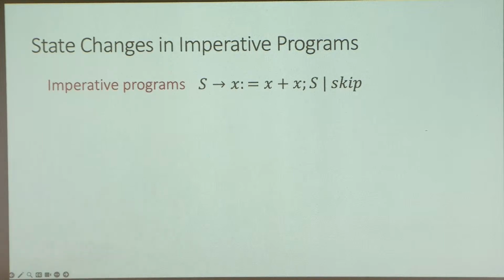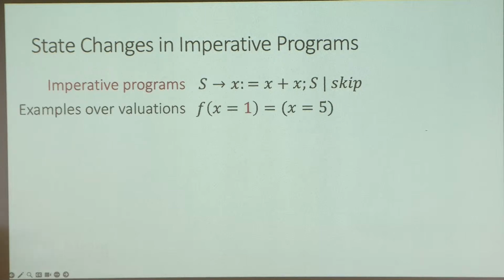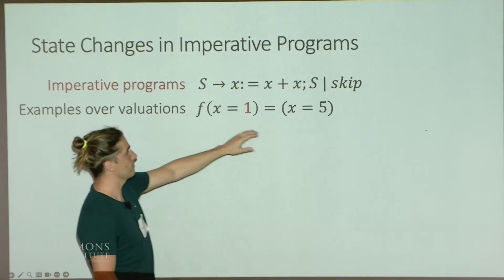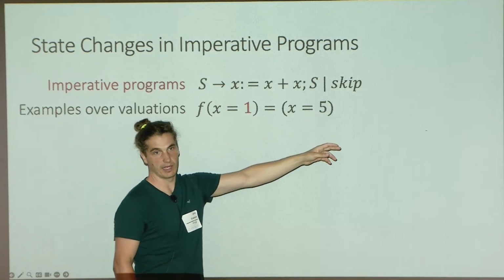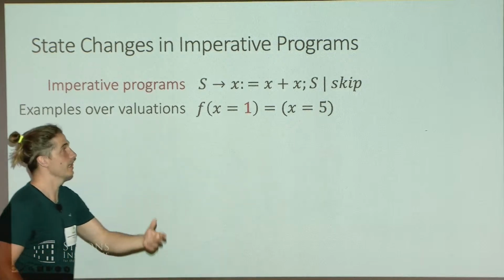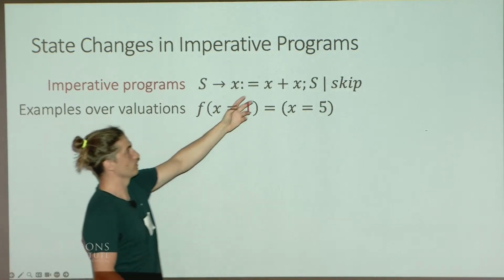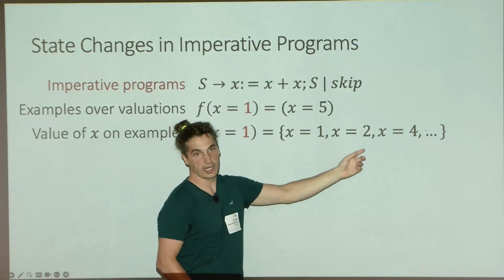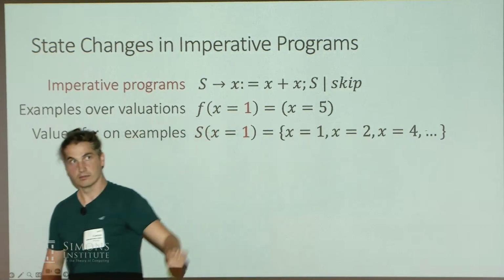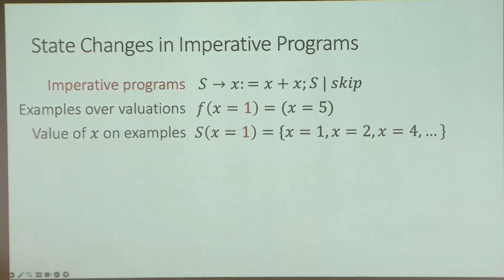Okay? So this is a grammar that accepts imperative programs that basically compute 2 to the n, right? And I want to show that on x equal 1, I want to produce x equal 5. And you can convince yourself that that cannot happen, right? Because this program can produce x equal 1, x equal 2, x equal 4, x equal 8, and so on.